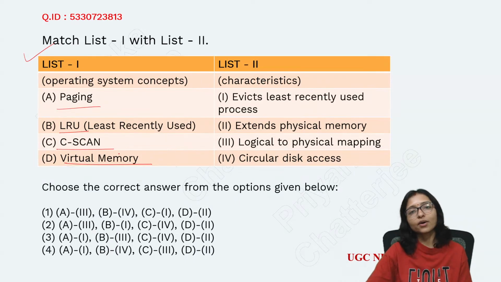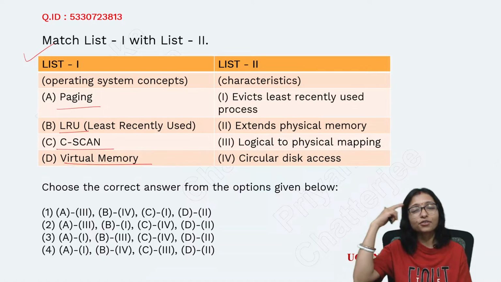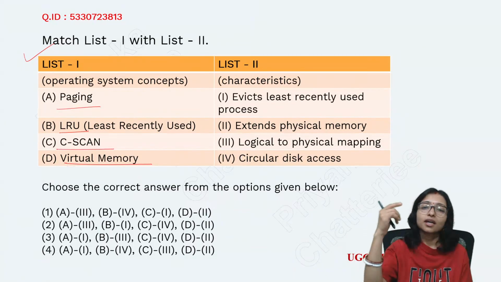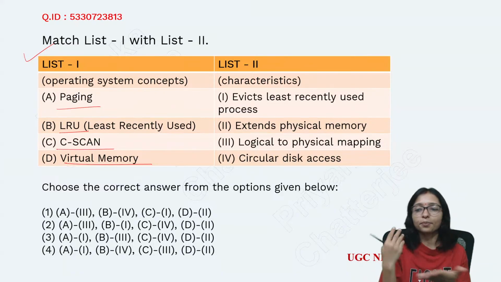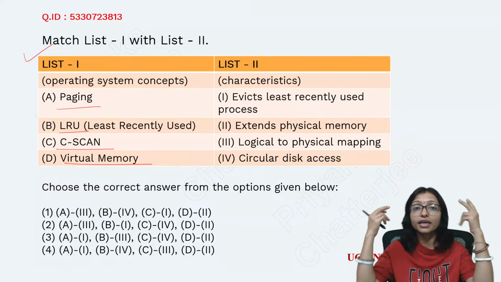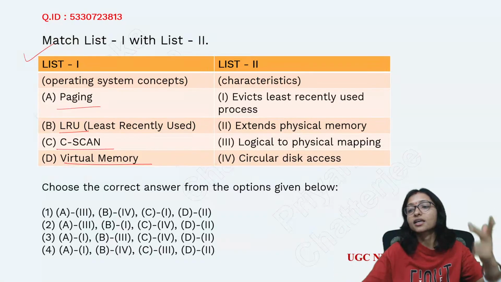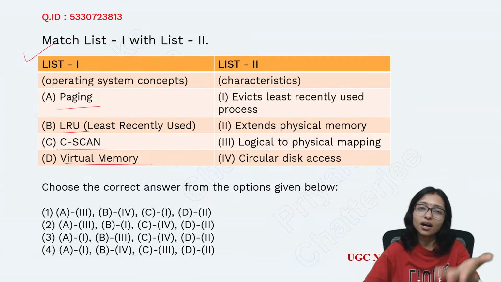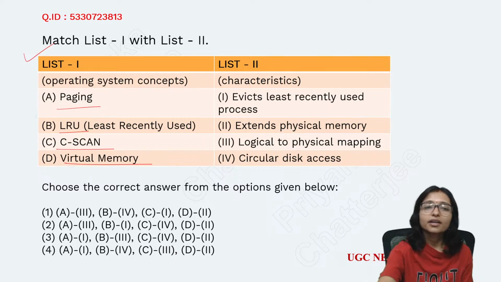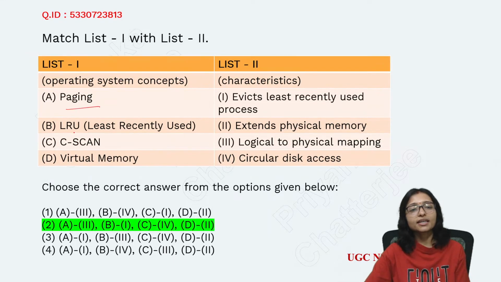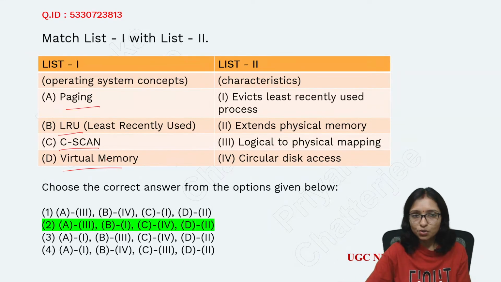Everyone is busy downloading and dumping PDFs. You have to put it in your memory. That is the biggest mistake. Everyone needs PDFs, but you don't think that you have to keep it in your mind. That is important, otherwise you can't crack the exam. So, paging, LRU, C-SCAN and virtual memory.